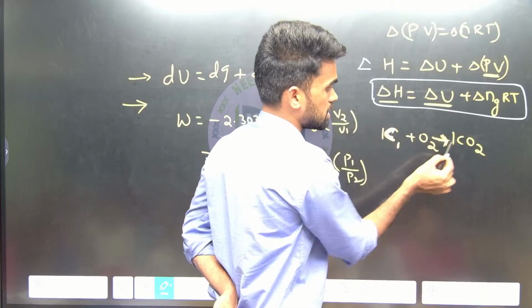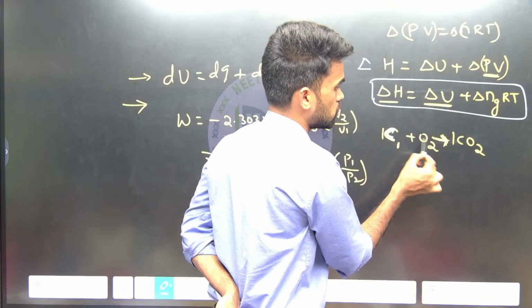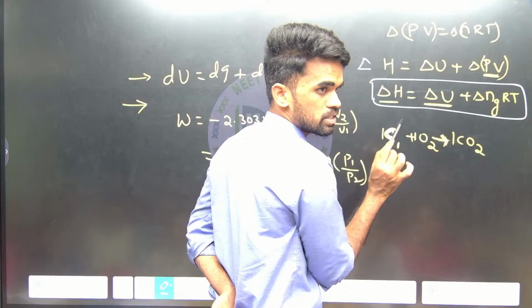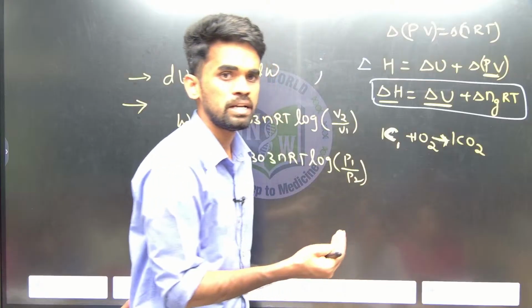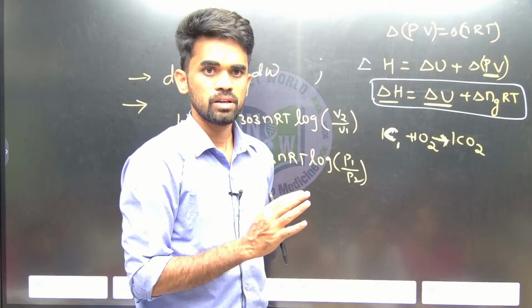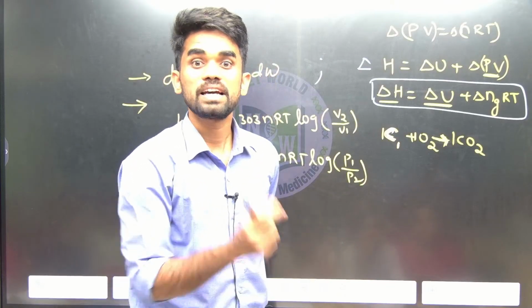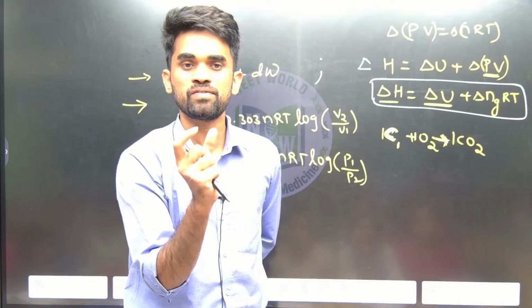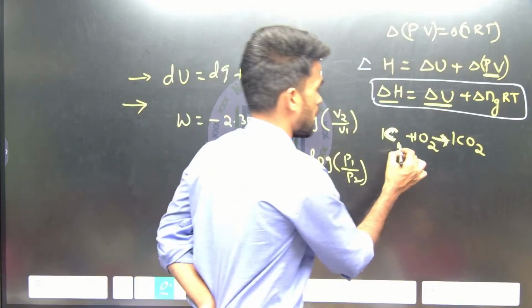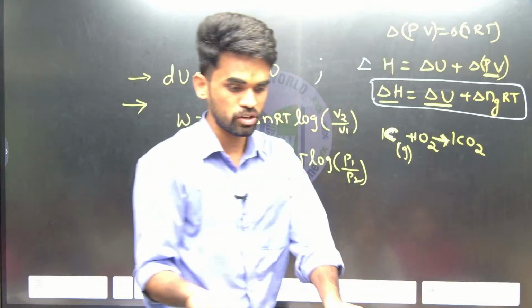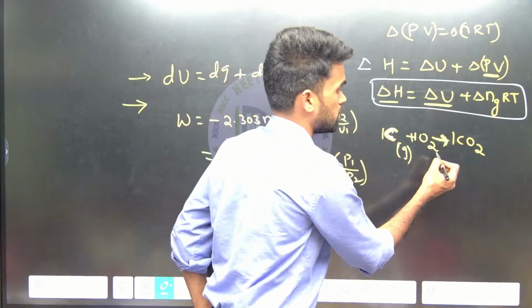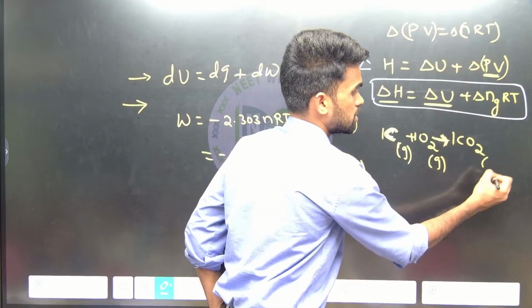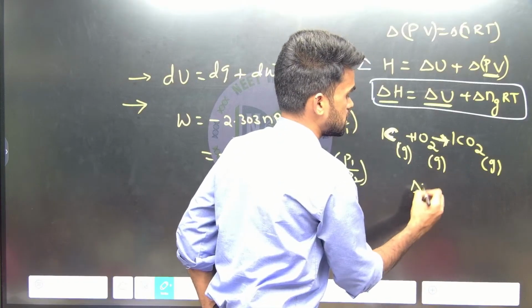How many oxygens are there here? 2. Here also 2. So it is balanced. What about the physical state of carbon? Is it solid, liquid or gas? Carbon is in graphite form. What is the standard state of carbon? Graphite form, which is your pencil lead. So it is solid. Next, what about this? Gas. Now delta n_g, how can you do this?